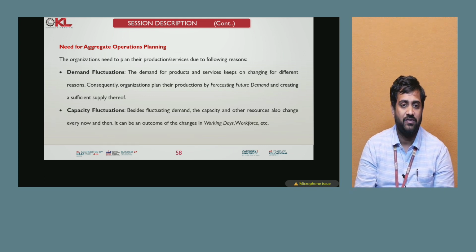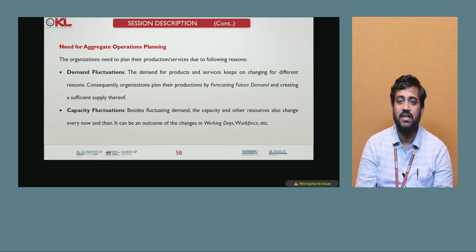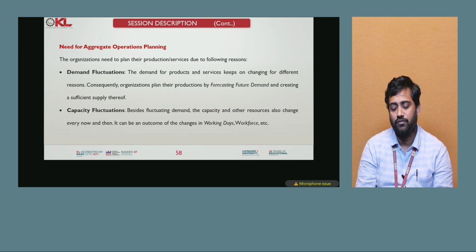The capacity fluctuations. Besides fluctuating demand, the capacity and other sources also change. It can be an outcome of changes in the working days or workforce, etc.